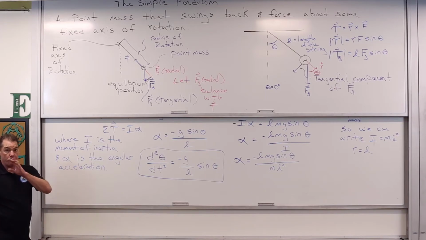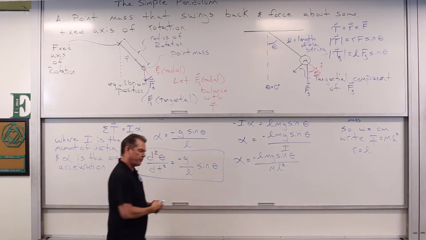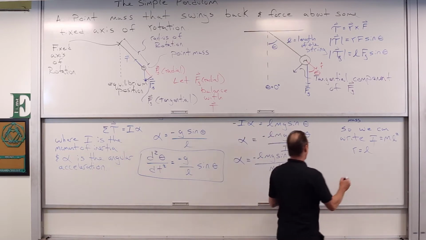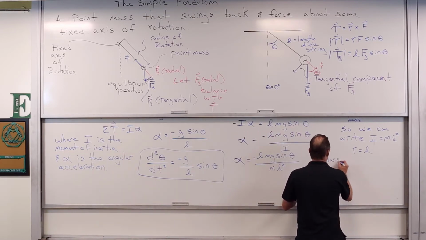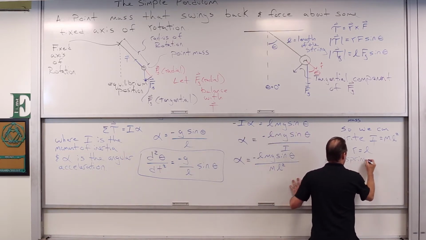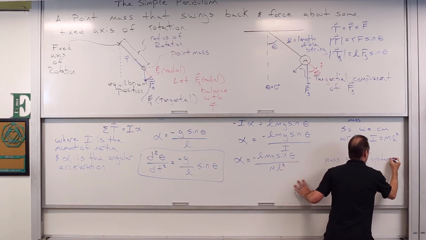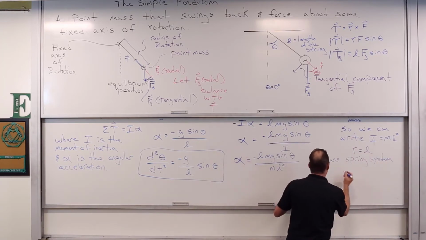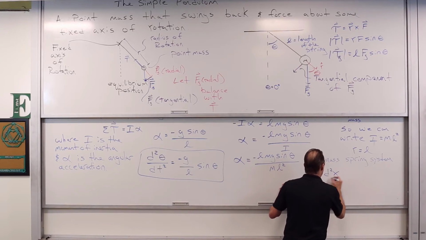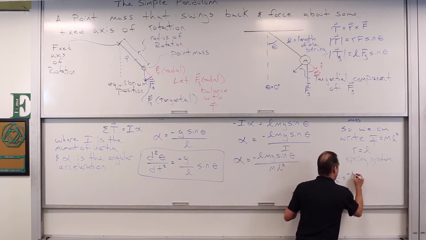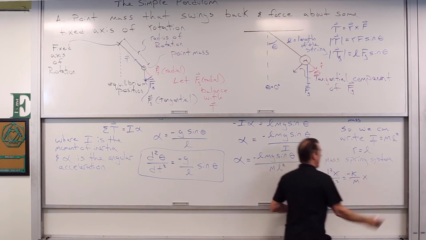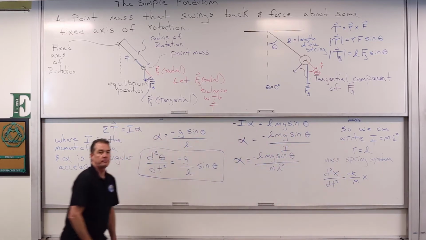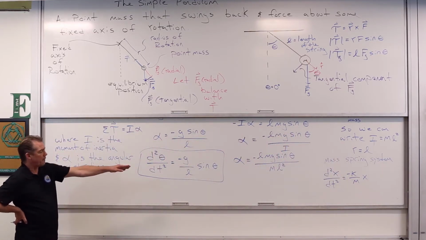And there are some familiar notions here. If you think back to the mass spring system, what did we have? We had that d squared x dt squared was equal to negative k over m times x. Is that the same form?